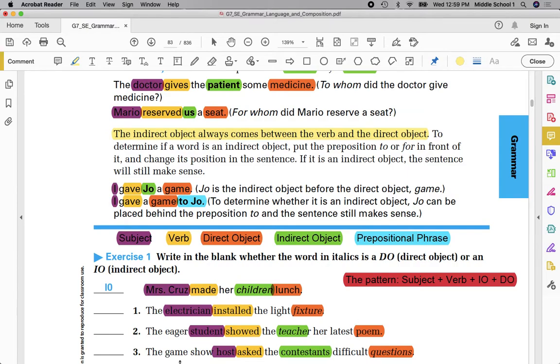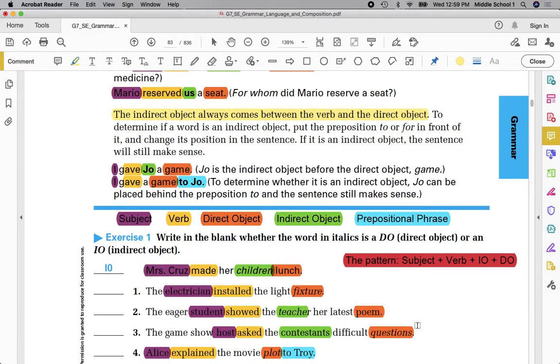Number 3. The game show host asked the contestants difficult questions. Who? Host. Asked. What? Questions. To whom or for whom were the questions asked? The contestants. Notice the pattern. S, V, I.O., D.O. Got a question? Make yourself a note in the column. Ask it to me by way of GoGuardian.